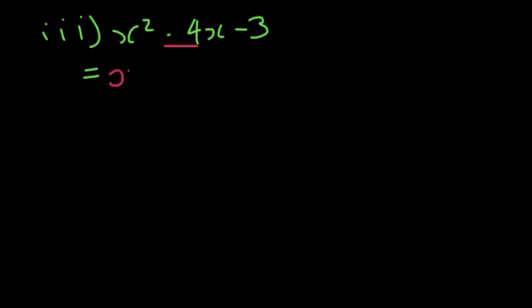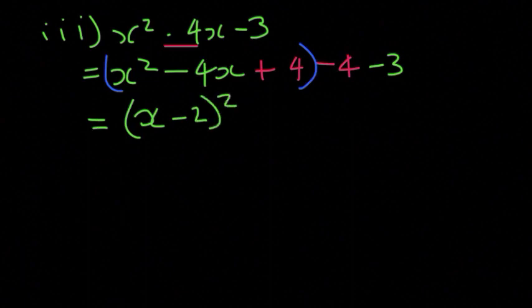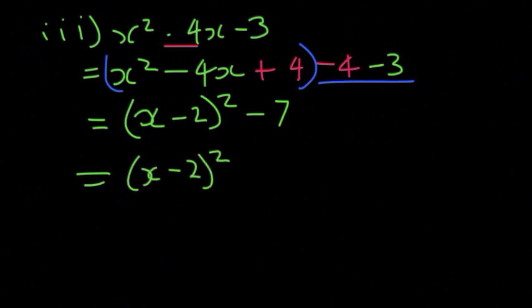So on the next line, I'm going to have x squared minus 4x plus 4 minus 3. And that means that this part of the expression will be a perfect square. And I can factorize that to be x minus 2 all squared. And the last part of the expression here, minus 4 minus 3, gives me minus 7. Now I think of the minus 7 as the square root of 7 squared. So we'll have, in the next line, x minus 2 squared minus the square root of 7 squared.